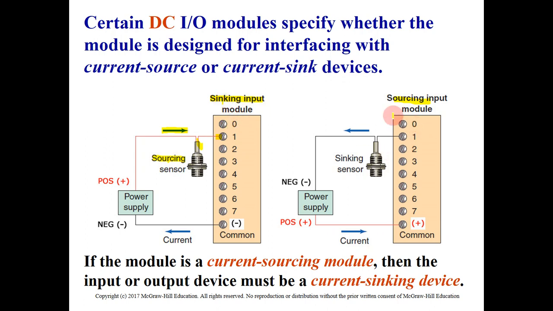In the other type, you can see the power goes from the supply. This is the positive terminal. Usually the current goes from the positive terminal directly to the module, and the return from the module goes to the sinking sensor. For that, we call this module sourcing and the sensor sinking. I cannot use sinking with sinking or sourcing with sourcing. One of them must be source, and one of them must be sink.